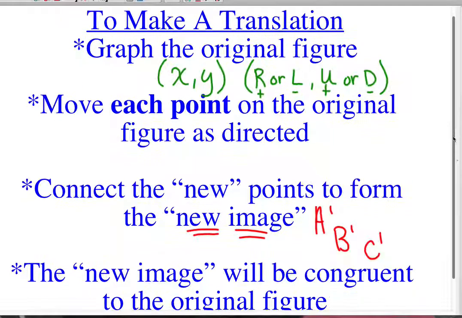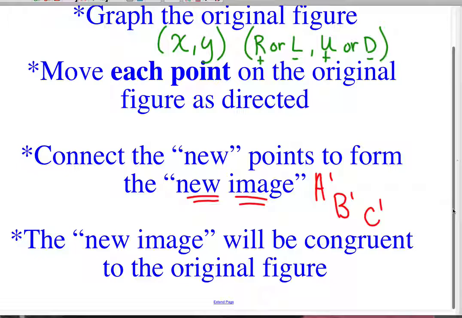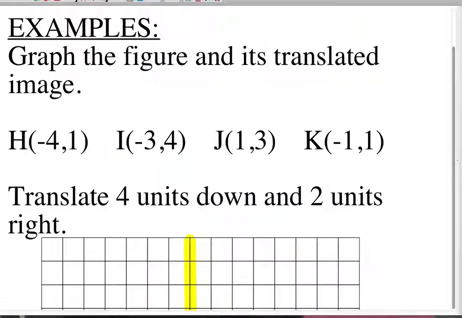You're going to connect those dots. It makes your new shape, and you should notice that your new shape is totally congruent, totally matching your original figure. It may be just in a new location, but it hasn't been flipped or turned or anything crazy. It hasn't been rotated at all. Let's try some.